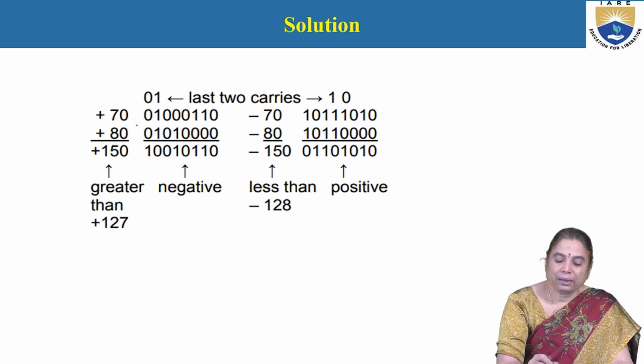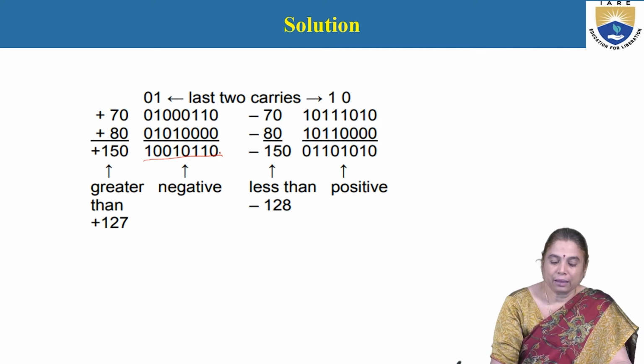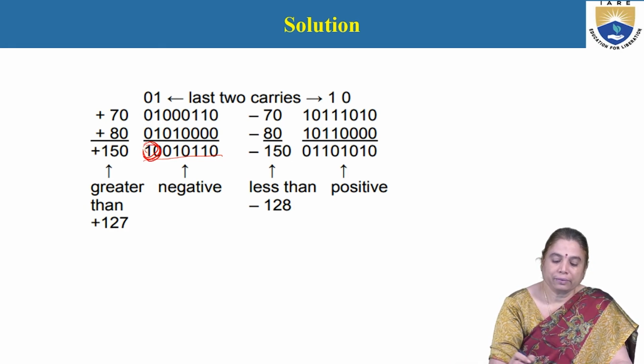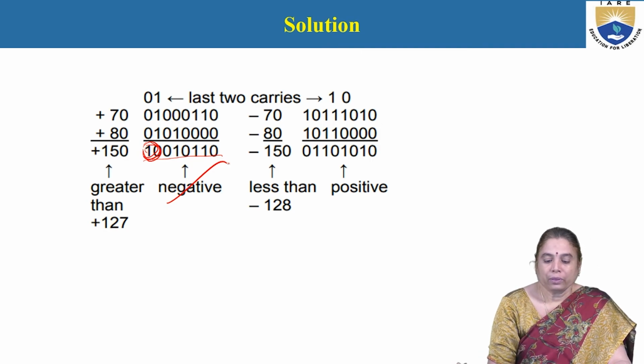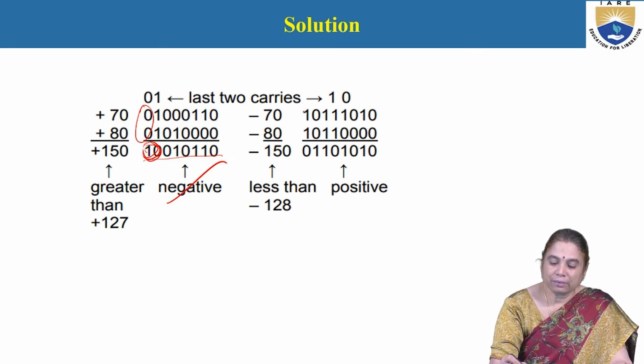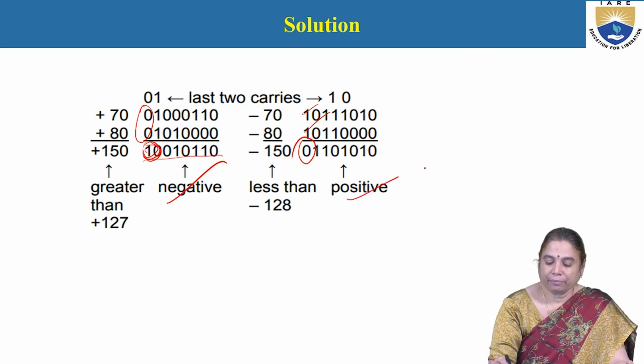So here plus 70 plus 80, the number has to be represented. And here minus 70 and minus 80. If you consider the sign bit, here it is a 1, and 1 in the sign bit means it is a negative number. So the positive number can be converted into a negative number, so overflow can occur. In this case, the two negative numbers generate a positive number.